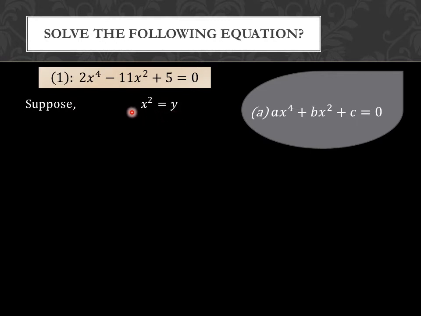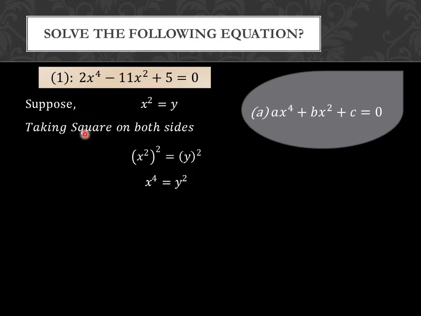Now how can we change this supposition to x^4? x^2 can be changed to x^4, but how? Yes, we have to take the square of both sides, and taking the square of x^2 we will get x^4. So taking square on both sides, (x^2)^2 equals y^2. (x^2)^2 will become x^4 and this would be equal to y^2. Now what will we do? We will put both the values of x^2 and x^4 in the given equation, and then we will have the highest power as 2.